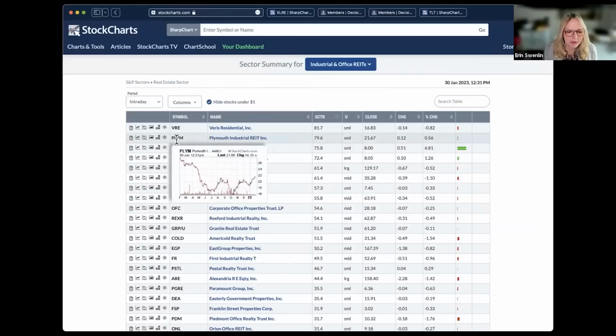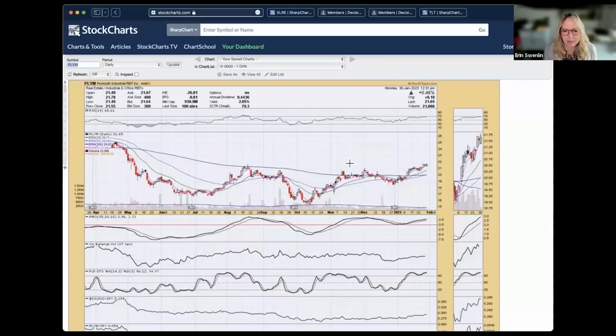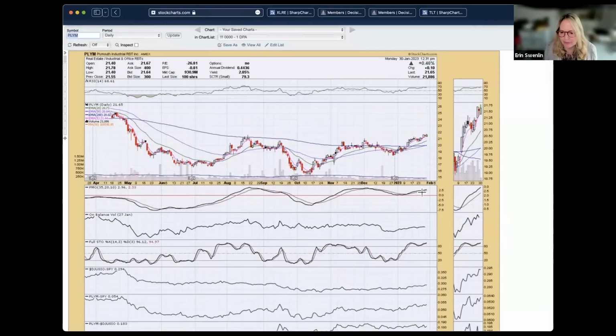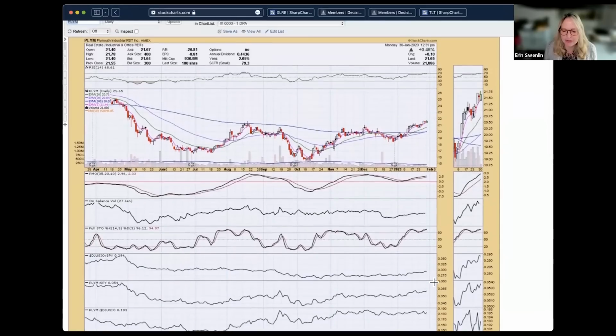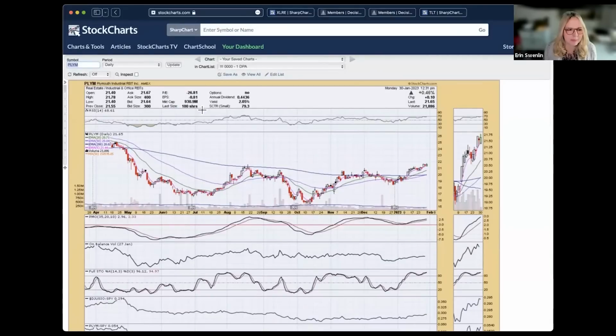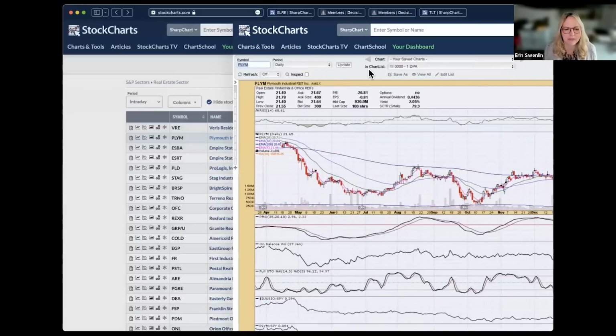Plymouth looks interesting because you can see it's just now had its breakout here, very similar to the group itself. And it is holding above that prior resistance level. PMO rising, stochastics oscillating above 80, and relative strength looking all right. It could be better against the group, but overall it's doing very well against the SPY. So that's very important. And Plymouth Industrial looks very interesting right now. Kind of a low volume stock, but something you can consider there.